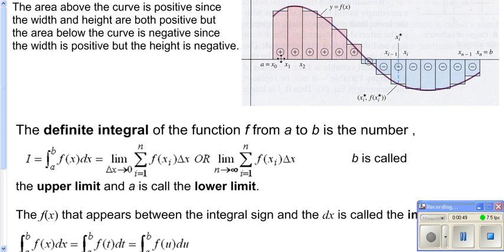When we're talking about area above the curve, your height is positive, your width is positive. Multiply two positives together for your rectangle, you get a positive answer. However, the area below your curve is negative because your height is negative, but you're still going to the right, so your width is positive, and a positive times a negative is a negative.